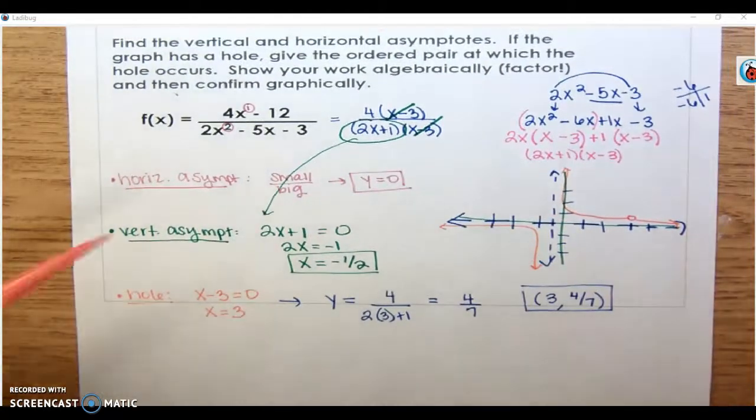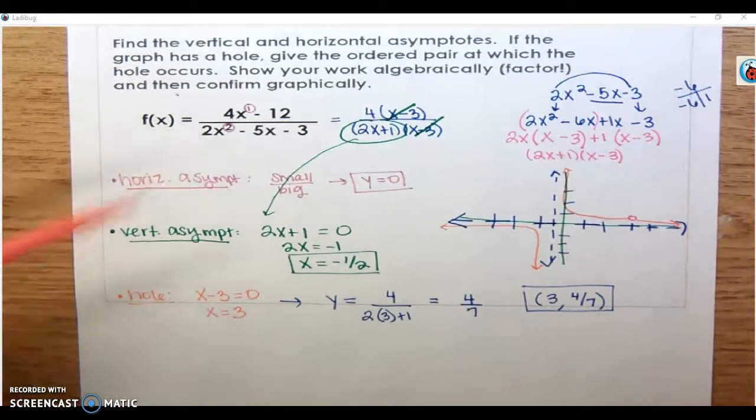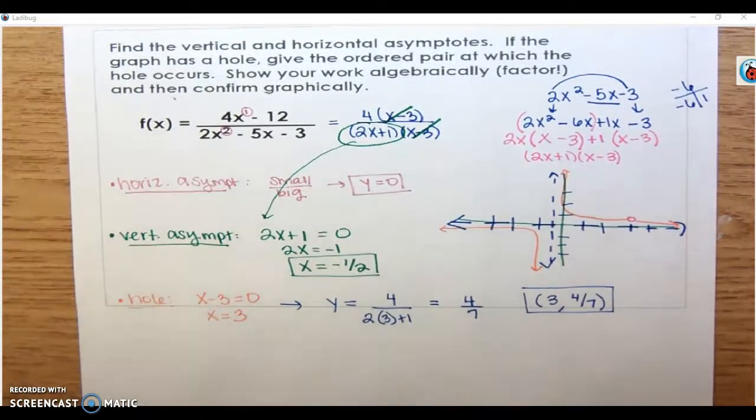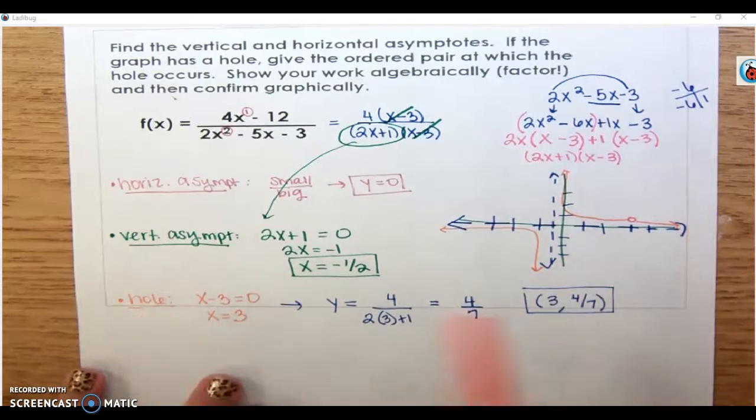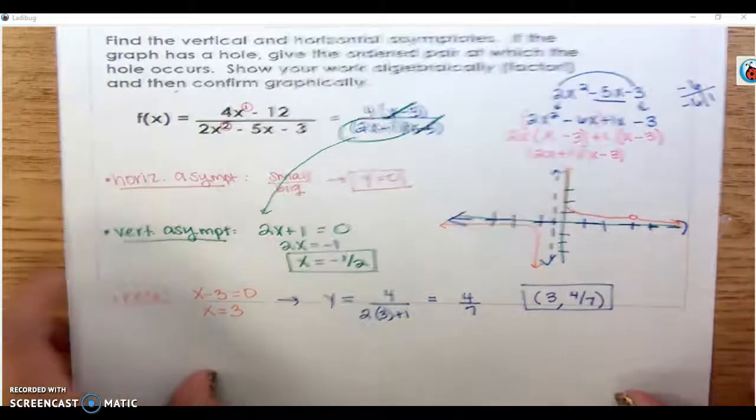Okay? So horizontal asymptotes before you cancel or before you factor. Vertical and hole, make sure that you factor and cancel first to figure those out. And make sure when you're writing the hole, you always write it as the ordered pair. So you have to do that extra step to get that y value. Okay? So next we're going to take a look at end behavior.